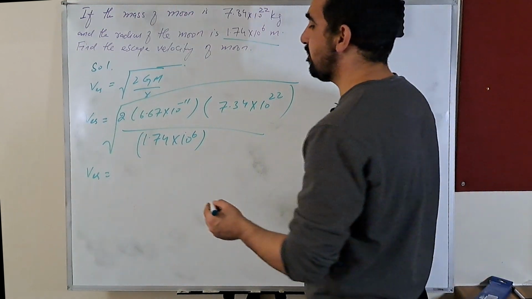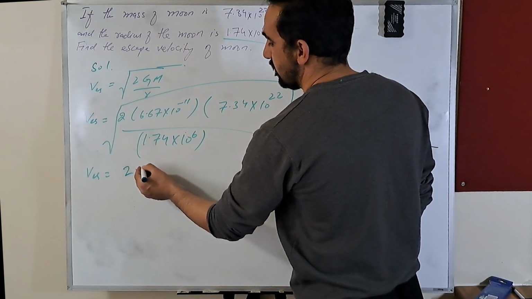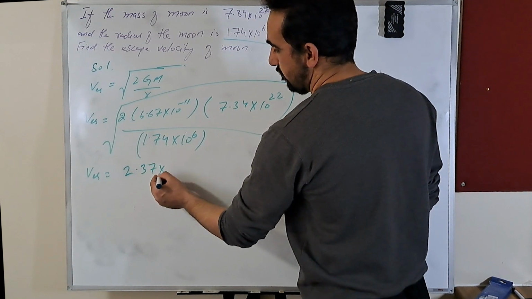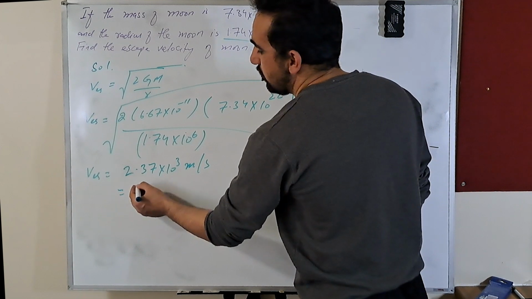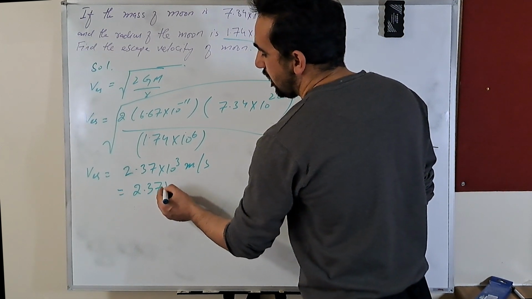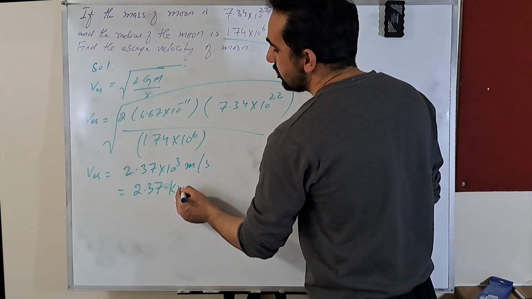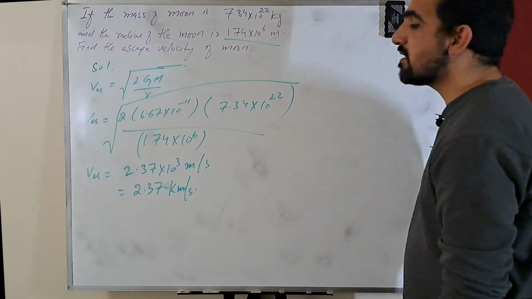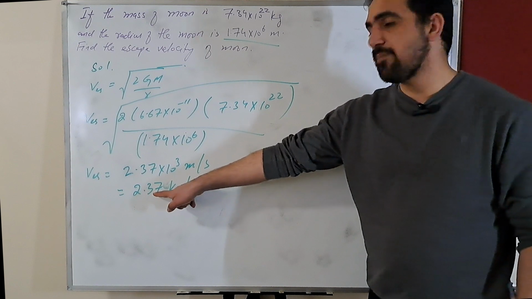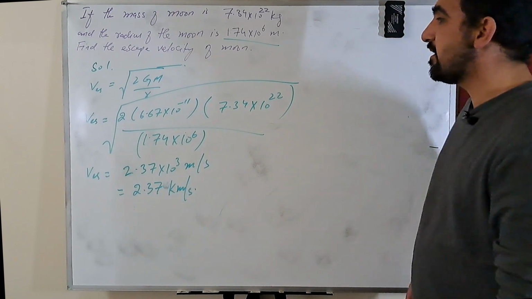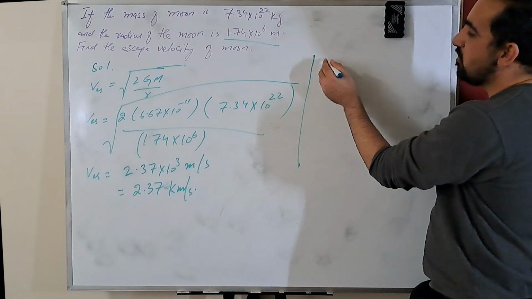2.37 times 10 to the power 3 meter per second, or 2.37 kilometer per second. So this is the escape velocity of the Moon. Earth has 11.2 kilometer per second and the Moon has 2.37. You can use the other formula too.